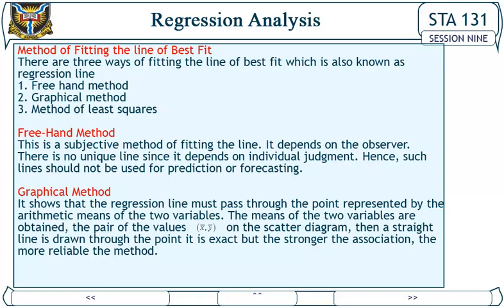Graphical method. It shows that the regression line must pass through the point represented by the arithmetic means of the two variables. The means of the two variables are obtained, the pair of values x bar, y bar is marked on the scatter diagram, then a straight line is drawn through the point. It is not exact, but the stronger the association, the more reliable the method.